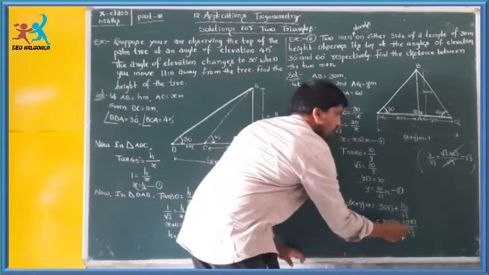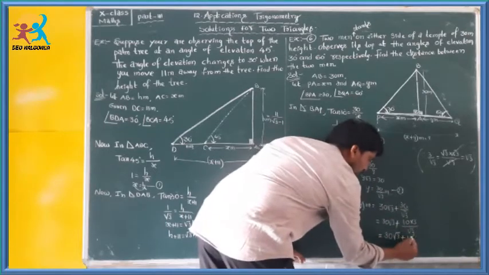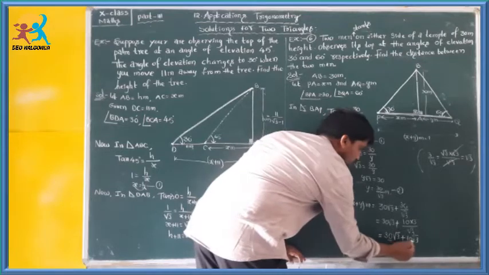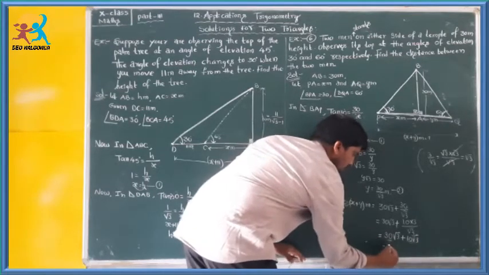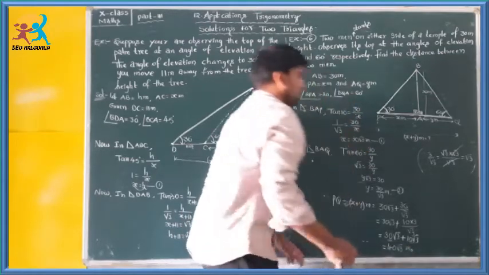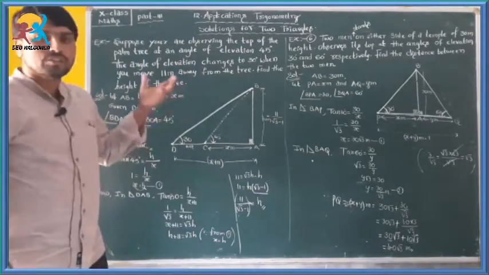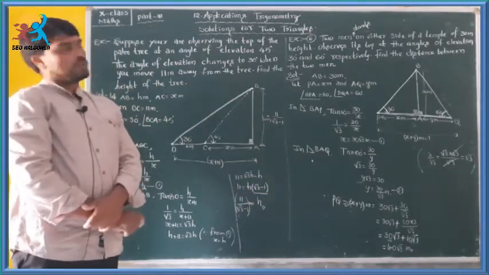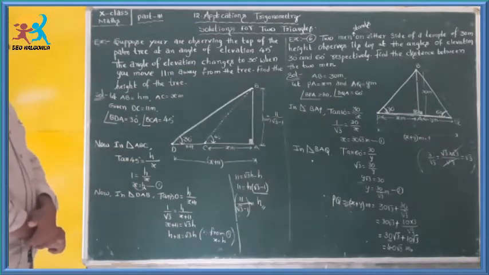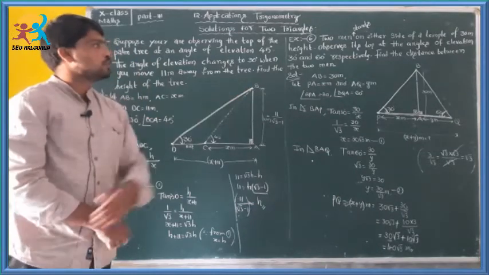So we have 30 root 3 and 10 root 3. Adding the coefficients of root 3, 30 plus 10, that is 40 root 3 meters. This is how we solve two triangles when the given situation demands. So this is how we calculate the height of a tree or the distance between two points.